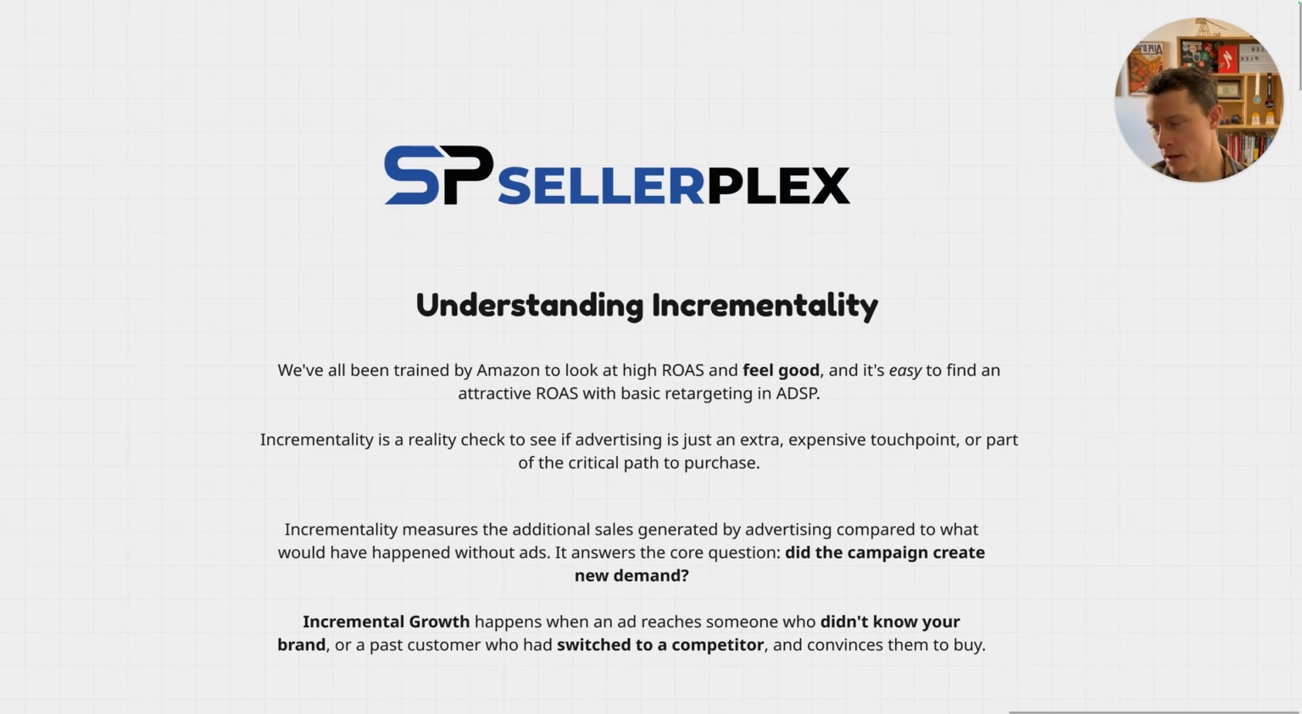We've all been trained by Amazon to look at high ROAS inside of campaigns, whether they be DSP or sponsored ads, and just feel good about it. Like, oh, the ACoS is low, or the ROAS is 3.5 times or 4 times. And to be honest, it's very easy to find an attractive high ROAS with Amazon DSP if you're just running basic retargeting or remarketing. Incrementality is a reality check.